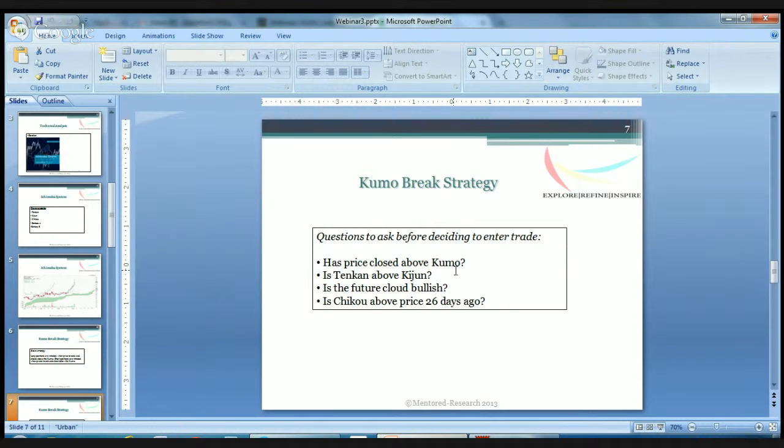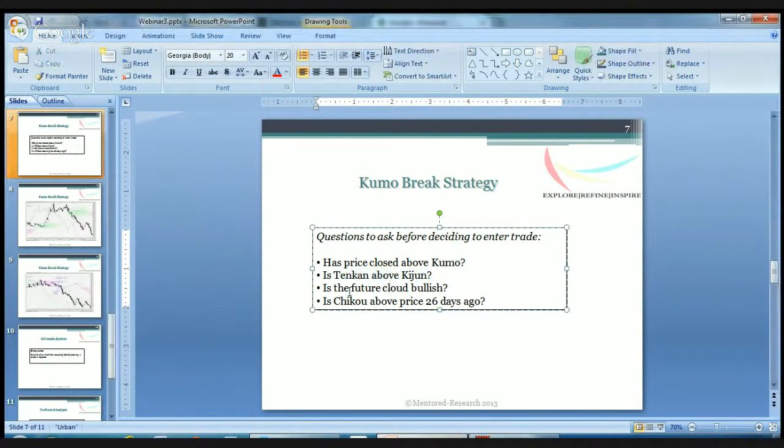So has the price closed above the Kumo in the bullish case? In the bearish case, it will be has the price closed below the Kumo. Second thing is the Tenkan above the Kijun, because that tells you about the moving averages. Keep in mind the Tenkan is the average of the highest high and the lowest low of the last 9 days. So Tenkan being above the Kijun tells you that the faster moving average is above the longer term moving average, which tells you that the recent trend is higher.